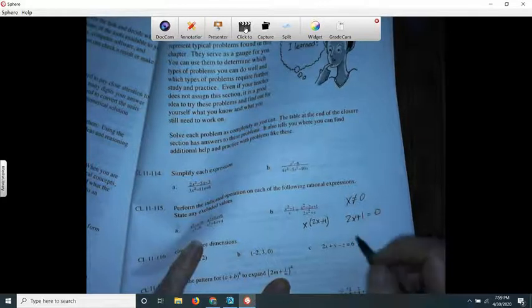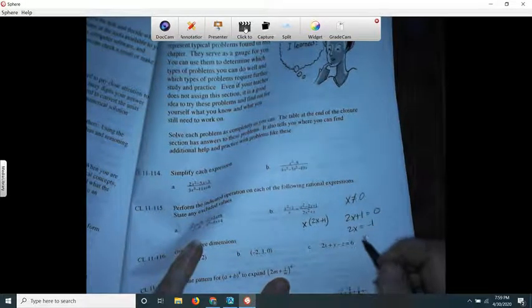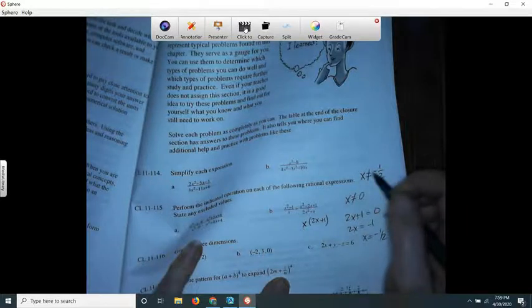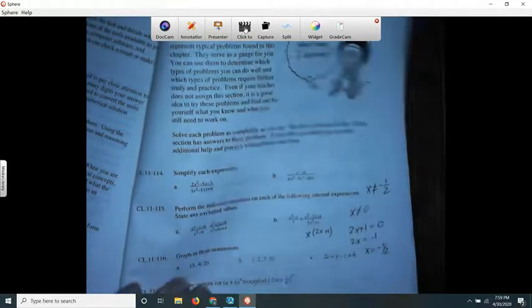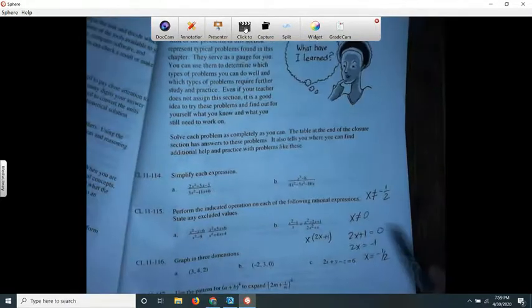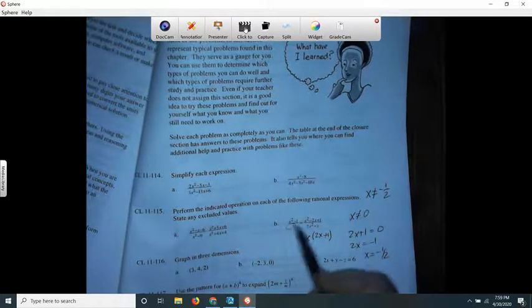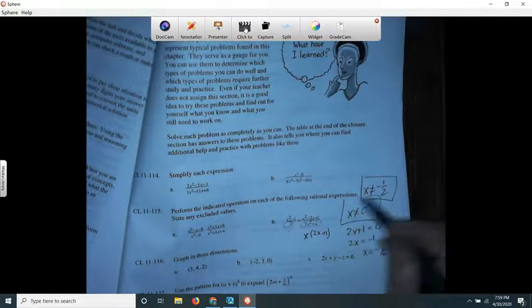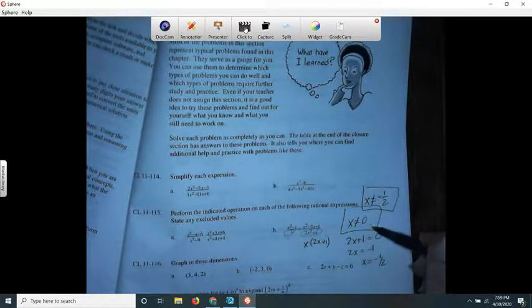But also here, 2x plus 1, if x is negative a half, I don't want that as a denominator either. Let's check and make sure that's right. Yeah. So from the original problem, I get that x can't be negative a half and x can't be 0. And then I'm going to get maybe a few more excluded values as I finish the problem.